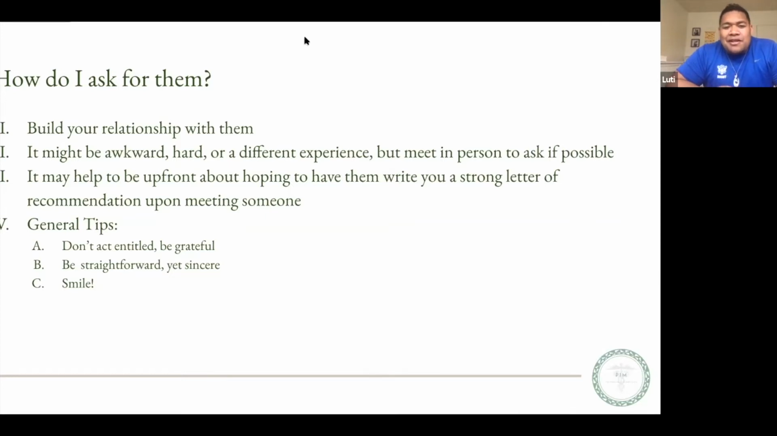In my personal experience, I really enjoyed asking in person to get a letter, and sometimes that's not possible, so that's totally understandable. But if you can, and it might be awkward or a different situation for you, I felt like asking in person really showed that professor that it means a lot to you to go up to them, take time out of your day to go see them, and ask them in person for a letter of recommendation.